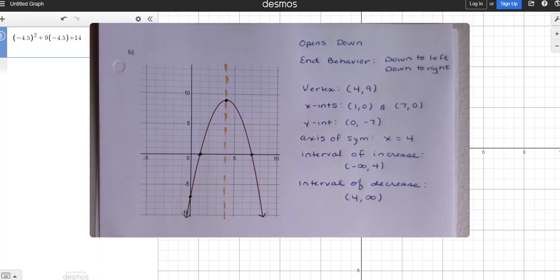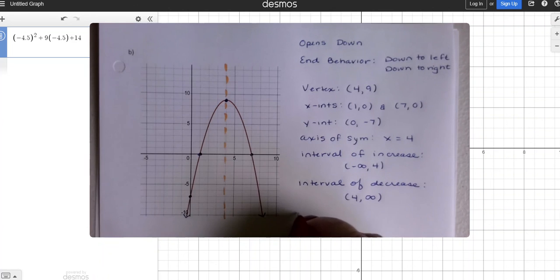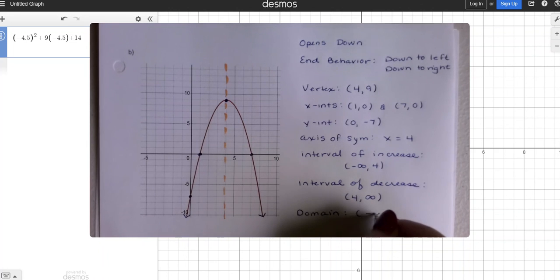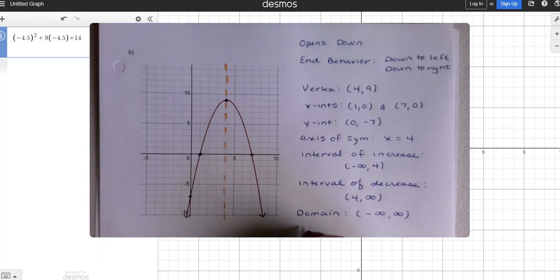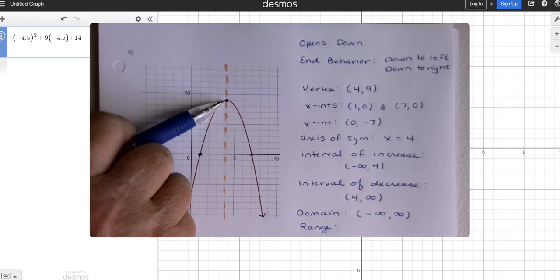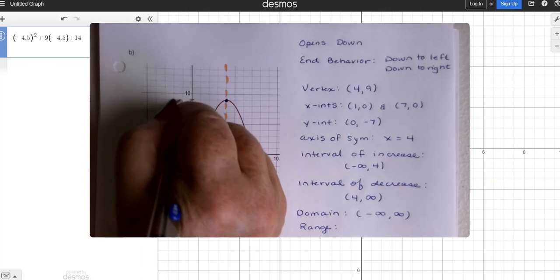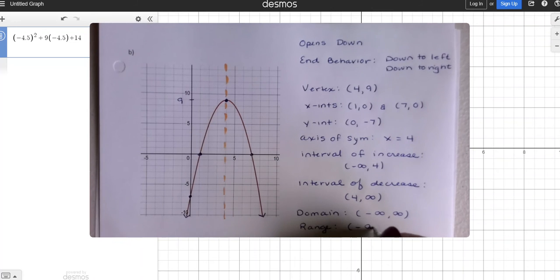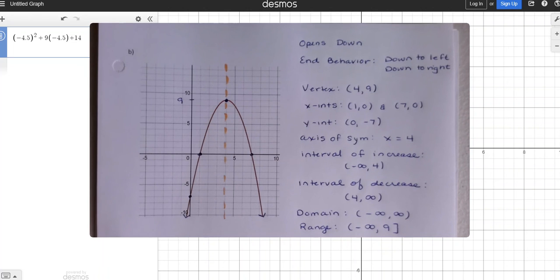And actually, I don't even think I remembered to list the domain and range last time. We could do that. Domain for the parabola is always going to be negative infinity to infinity. And my range goes all the way down to negative infinity, and the largest y value here was the 9. So tons of stuff, even more than I remembered to do last time, that we can write down just by looking at the graph with no additional algebra.